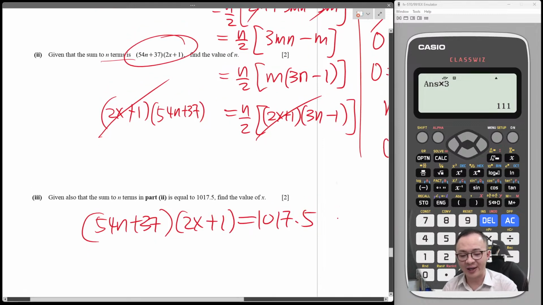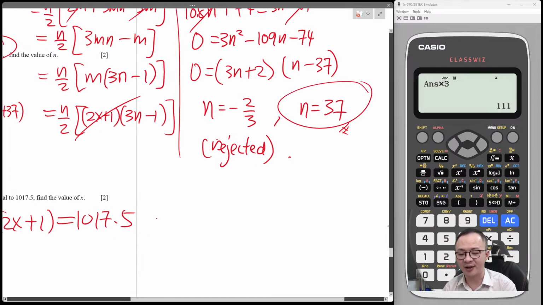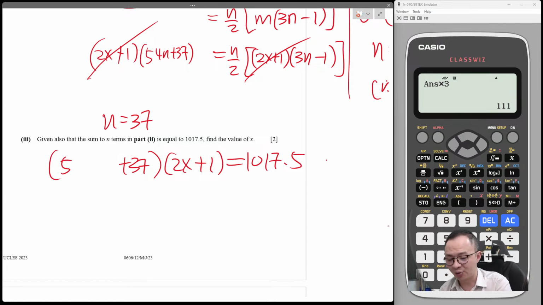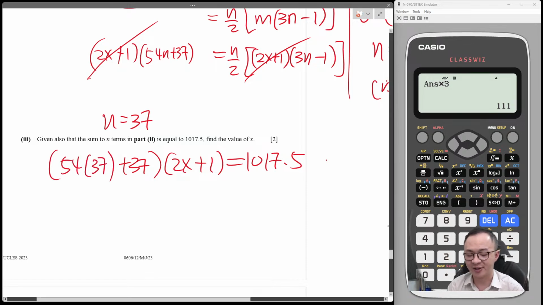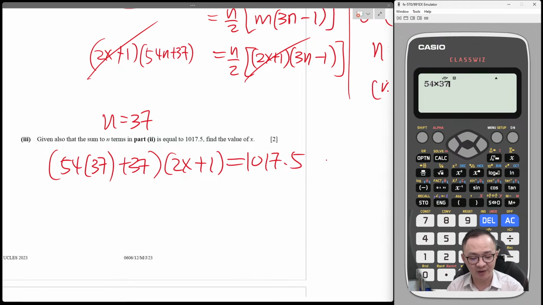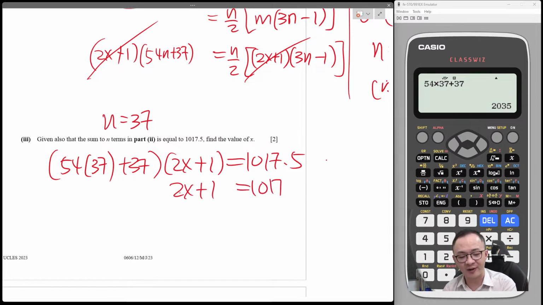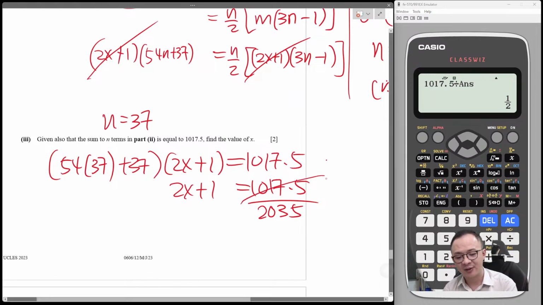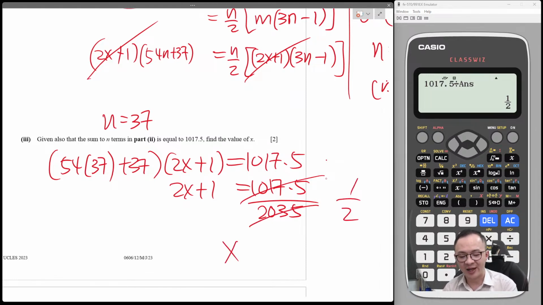And I know my n value is 37, right? Just now we already found n is 37. Sub the 37 into the question and solve it. For 2 marks, I don't want to give so many steps, so I will straight away sub in the first step. So 54 times 37 plus 37. Throw to the other side, it becomes divide 2035. 1017.5 divide my answer just now. Okay, good. I get 1 over 2. So my x should be minus 1 over 2 minus 1 over 4 as the final answer.